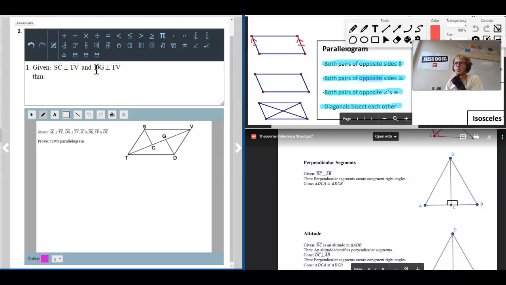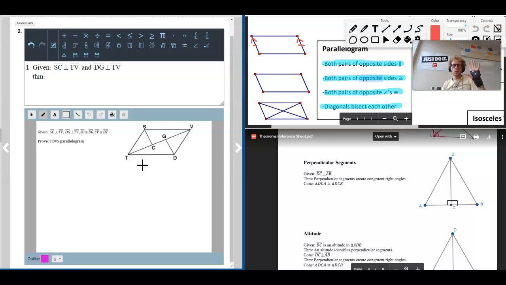Again, if you don't know why I put both of them on the same line, you can look to the previous video. But again, this is basically saying, hey, there's right angles in both of these triangles. You're getting congruent angles. The thing about this, though, is that we have two different triangles when we're talking about these perpendicular segments. We could be talking about this triangle and this triangle, or we could be talking about SCV and DGT.